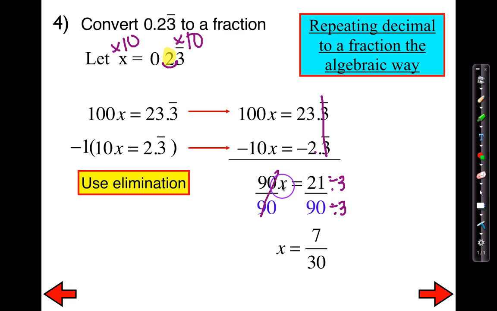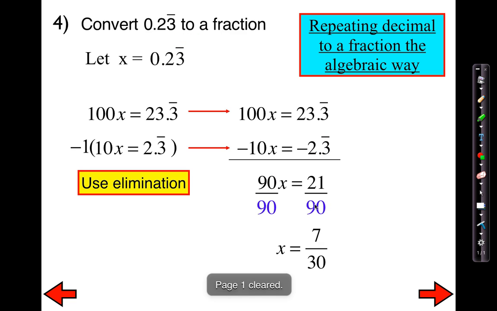And real quick, you know 21 is divisible by 3, but you can test it out. 2 plus 1 is 3. Is 3 divisible by 3? Yes. And again, you know 90 is divisible by 3, but if you wanted to just practice, 9 plus 0 is 9. 9 is definitely divisible by 3. So hopefully you got that one right.